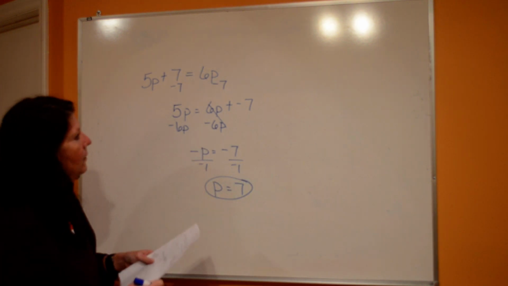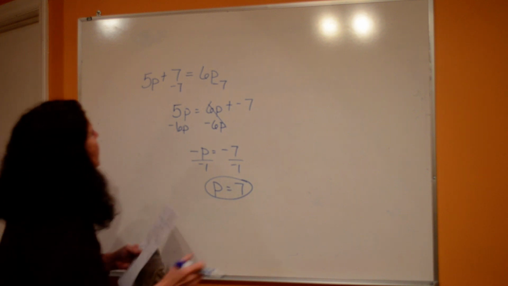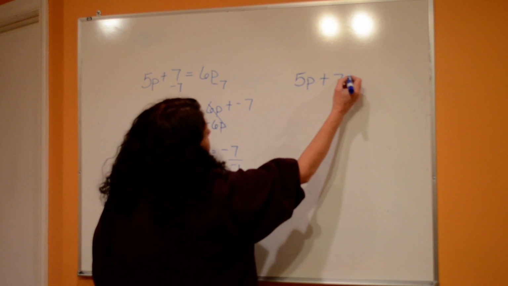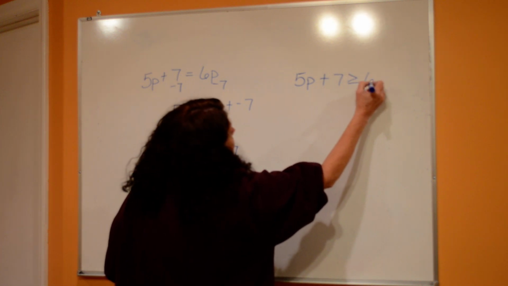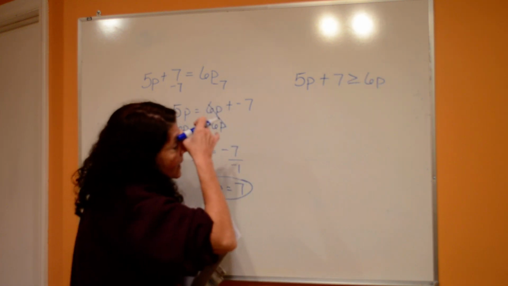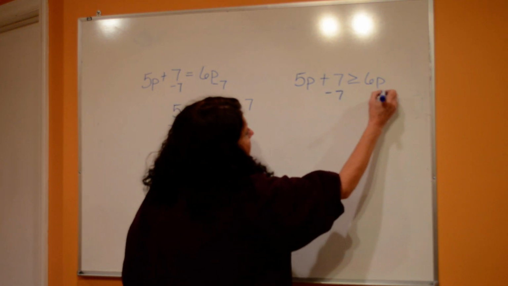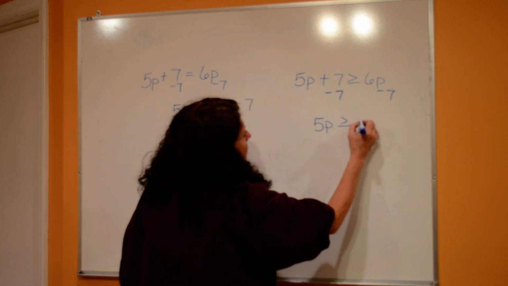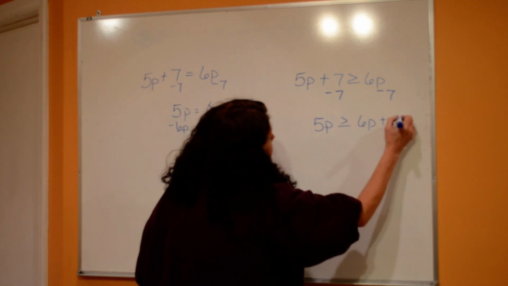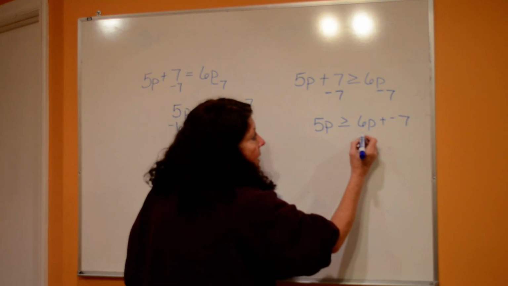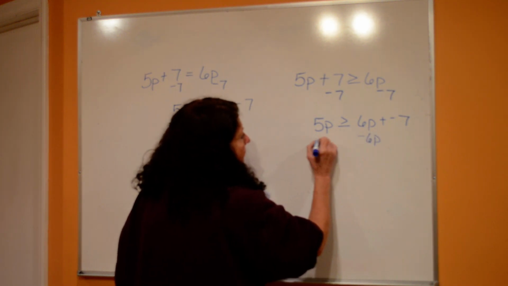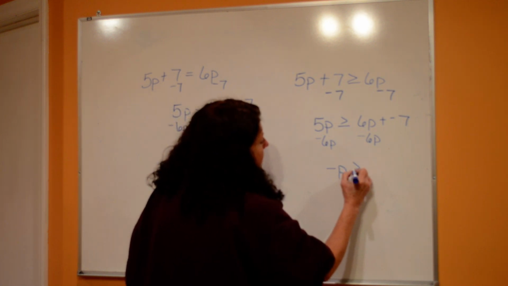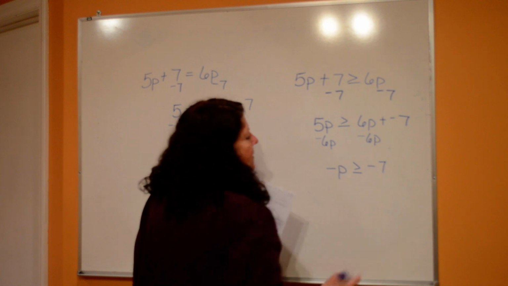Okay? Now, if I switch it though, and I have an inequality, I'm going to solve it the same way, but I'm going to bring my inequality down. So I'm going to add a negative 7, add a negative 7, so I have 5p is greater than or equal to 6p plus a negative 7. I'm going to then turn around and add a negative 6p to both sides. And I'm going to get a negative p is greater than or equal to negative 7.